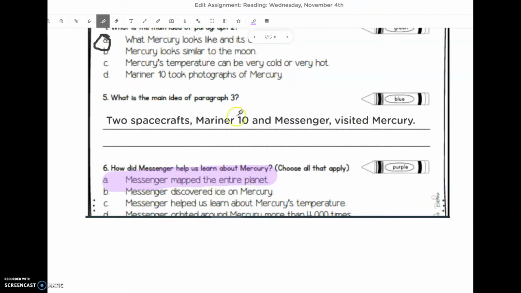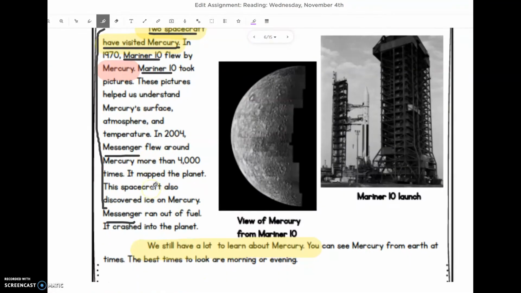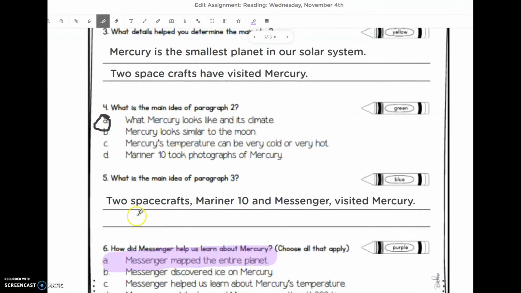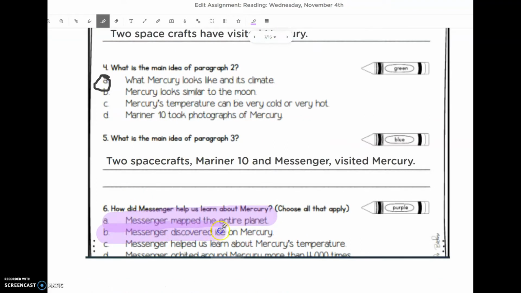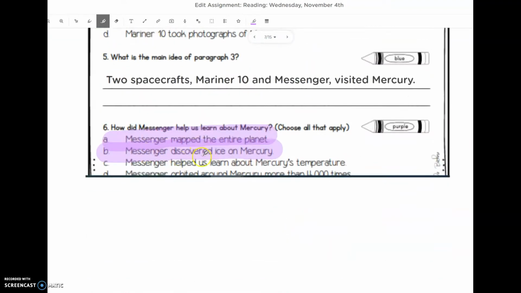Messenger discovered ice on Mercury. So let's see if that's a detail. This spacecraft also discovered ice. That's another detail that supports our main idea. So we have 2 answers. Messenger helped us learn about Mercury's temperature. It did because it told us that there is ice on the planet.